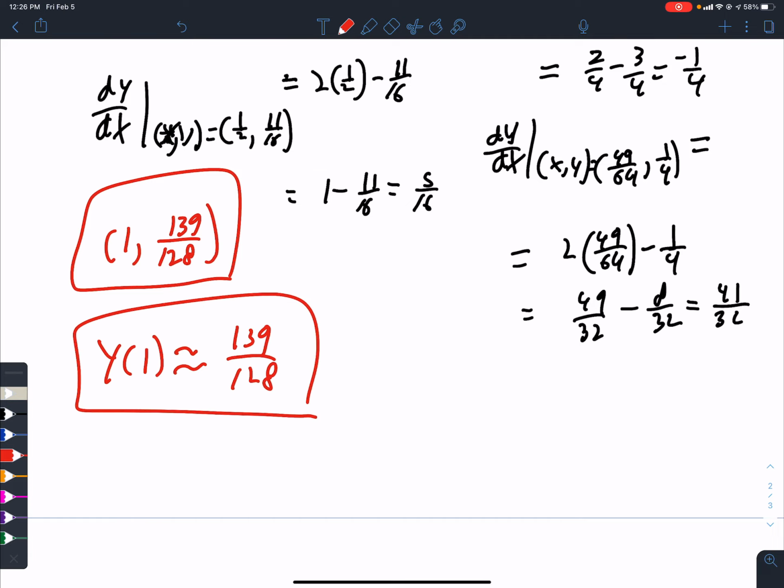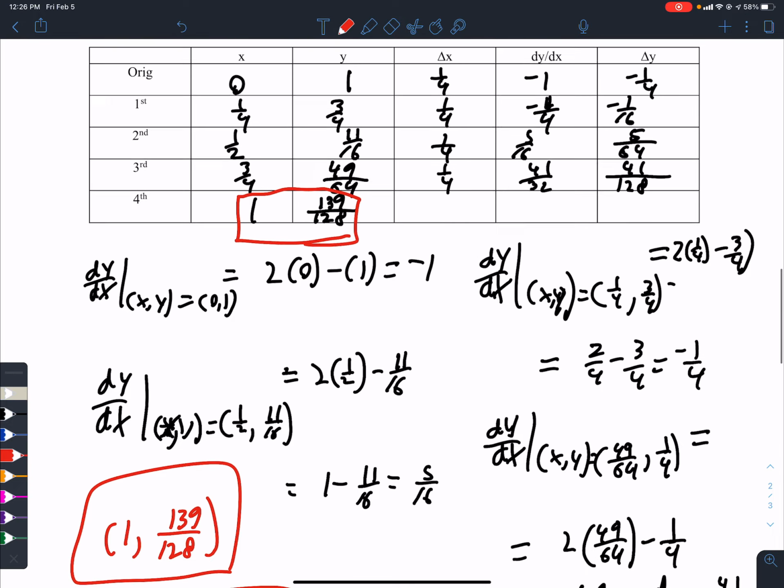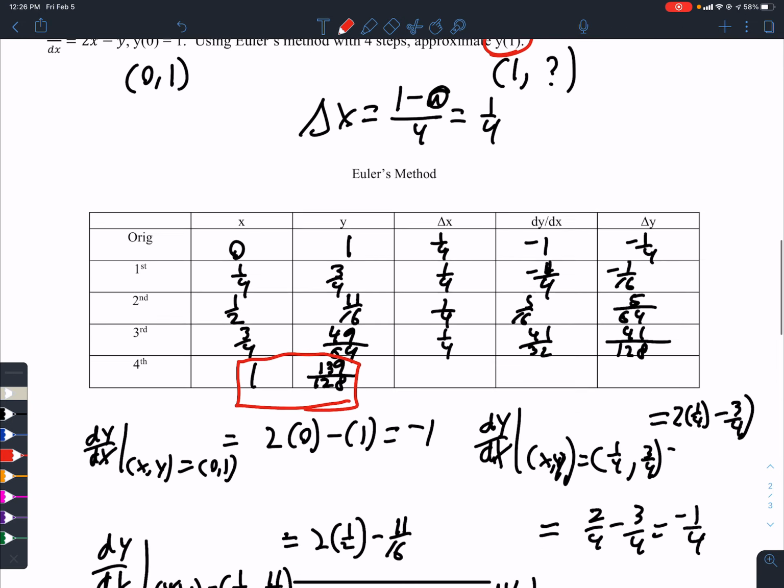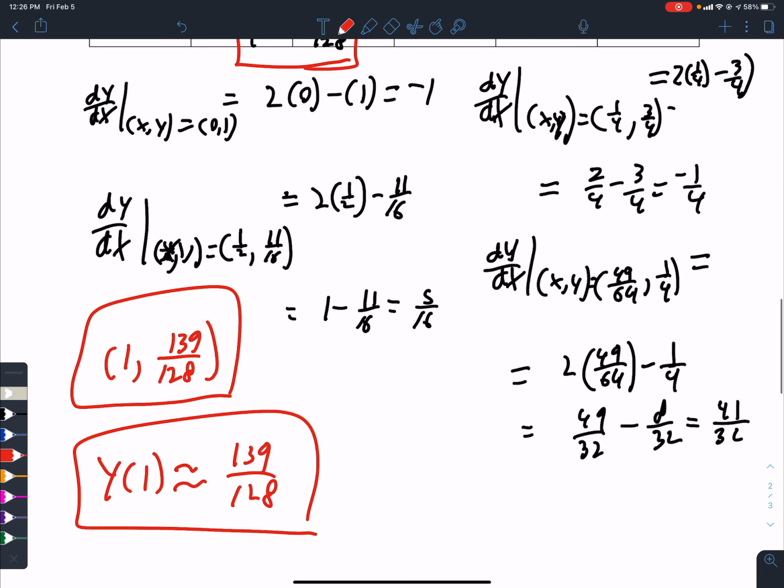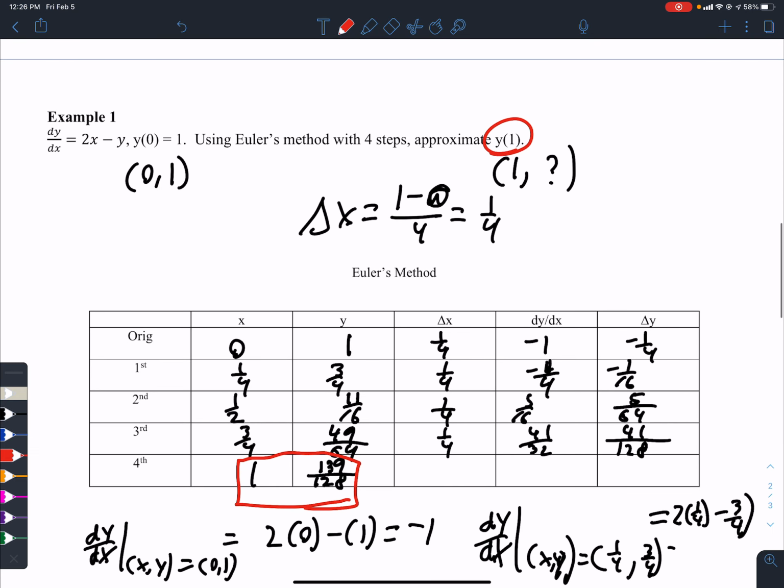That is the process of Euler's method. That was kind of ugly numbers, and there's a high probability I made a mistake somewhere here with all these fractions and doing work in my head. But again, I think you get the process, and that's the end of this video.